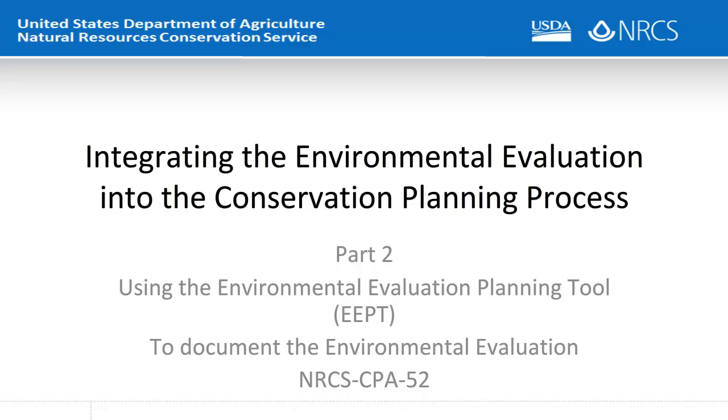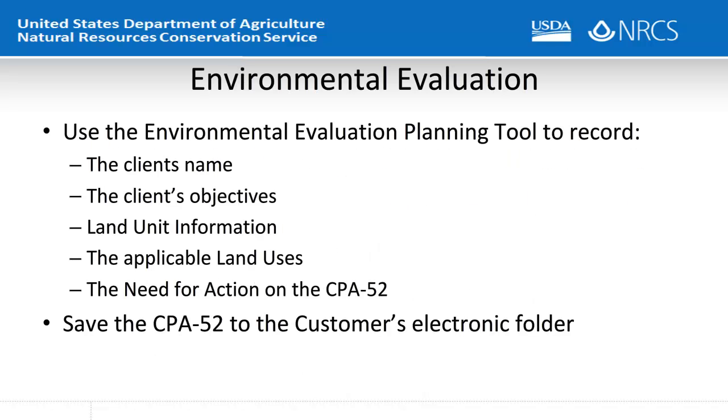Welcome to part 2 of this module on integrating the environmental evaluation into the conservation planning process. In this video, we will use the Environmental Evaluation Planning Tool, or EEPT, to document the Environmental Evaluation, or NRCS CPA 52. I will demonstrate using the Environmental Evaluation Planning Tool to record the client's name, the client's objectives, the land unit information, and the applicable land uses on the farm. I will also document some information on the need for action on the CPA 52. And finally, I will save the document in the customer's electronic customer service toolkit folder.